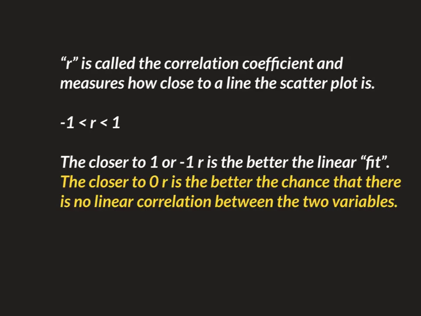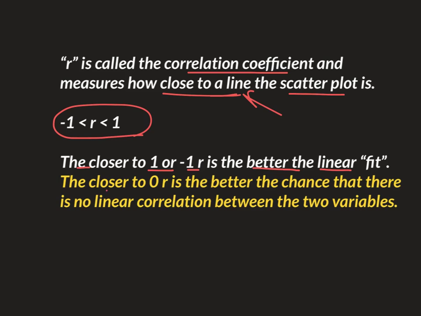R is called the correlation coefficient, and it measures how close to a line the scatter plot is. R is always between negative 1 and positive 1. If you ever get something bigger than 1 or less than negative 1, you messed up. And what R measures, remember, is how close to a line. That's all it measures, how linear it is. So the closer R is to 1 or negative 1, the better the linear fit. The closer to 0 R is, the better chance that there is no linear correlation between the two variables.